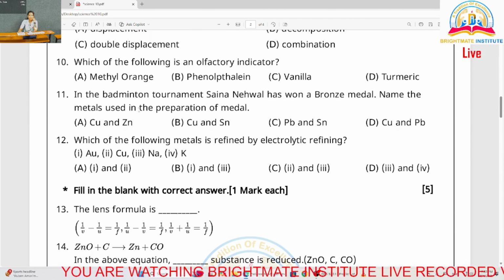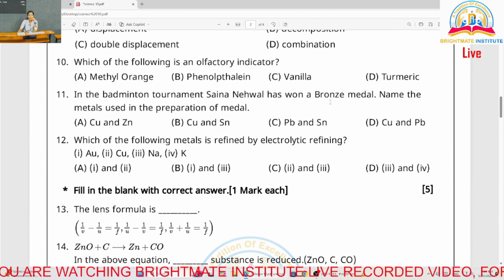Now 11th, in the badminton tournament, Saina Nehwal has won a bronze medal.